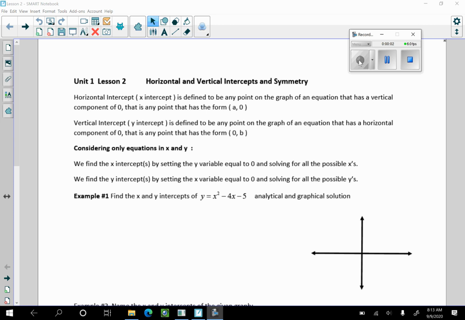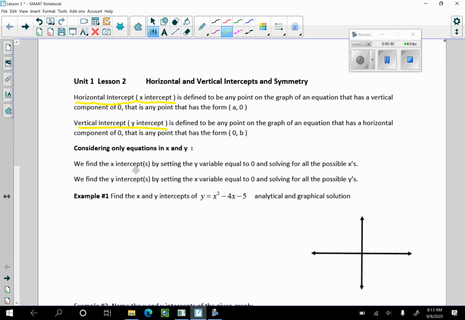All right, today we're going to talk about Unit 1, Lesson 2, horizontal, vertical intercepts, and symmetry. Notice I'm speaking about horizontal and vertical intercepts. I will be talking about how horizontal intercepts are also x-intercepts. Vertical intercepts are also y-intercepts. That's the first thing you need to know.